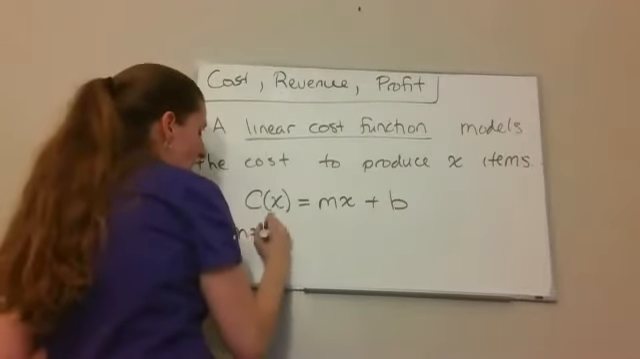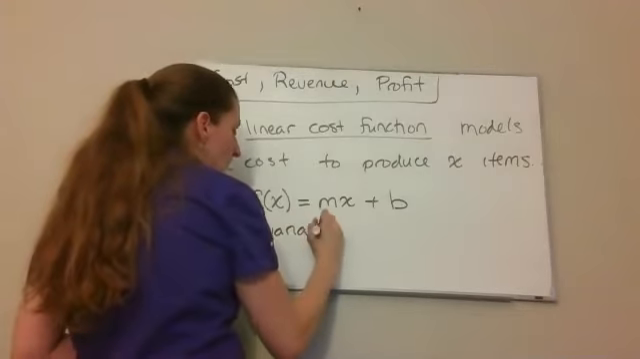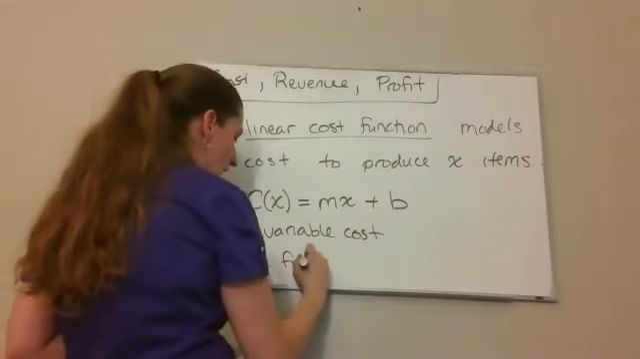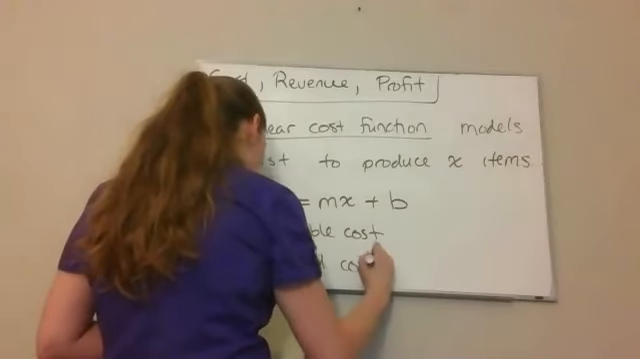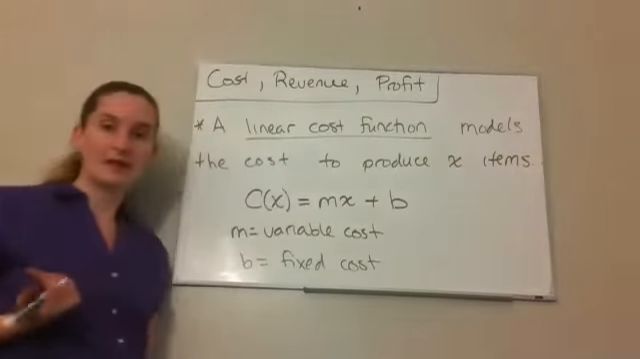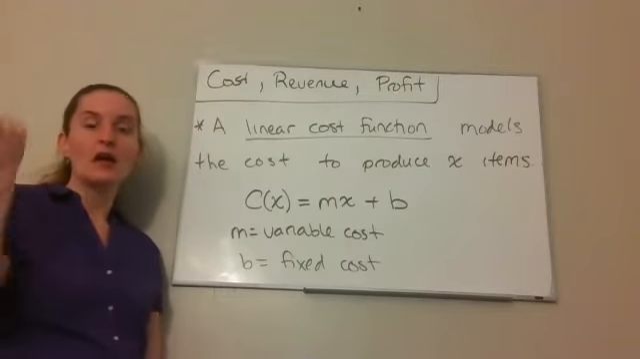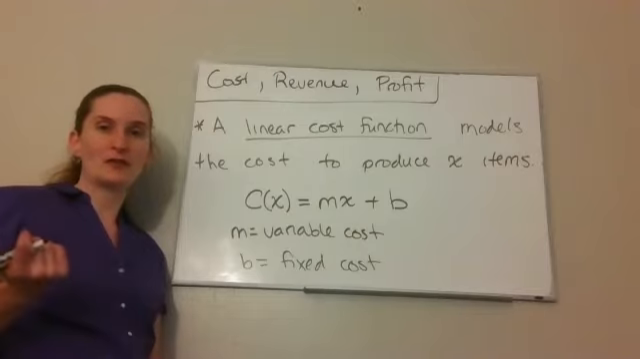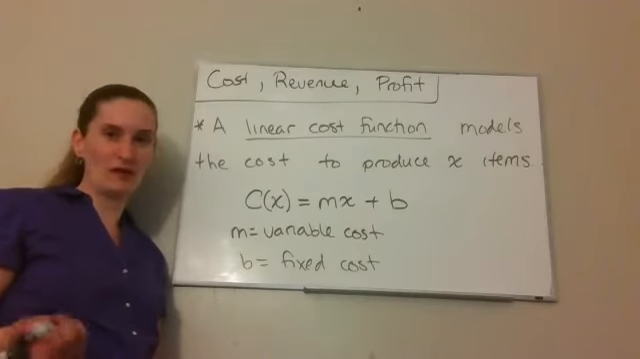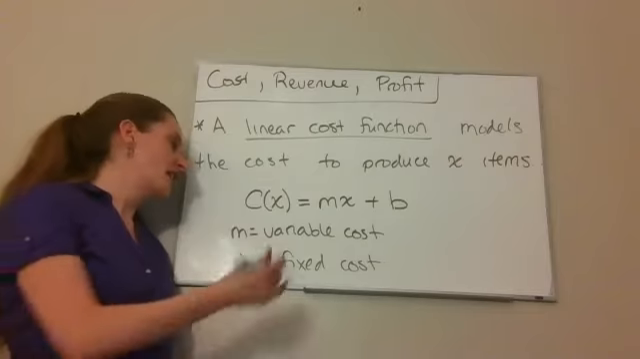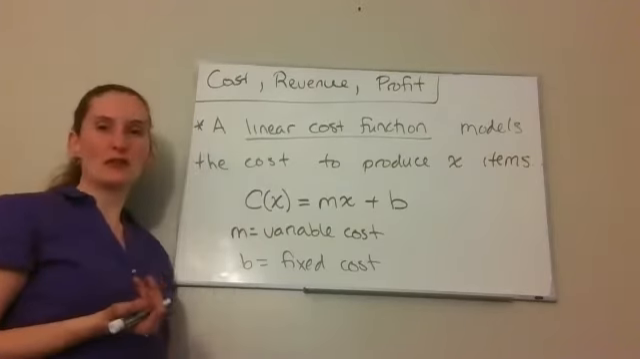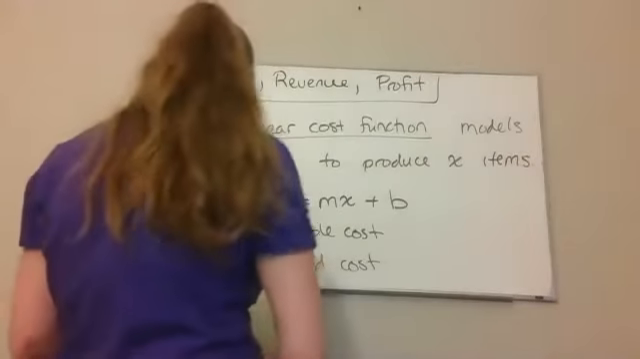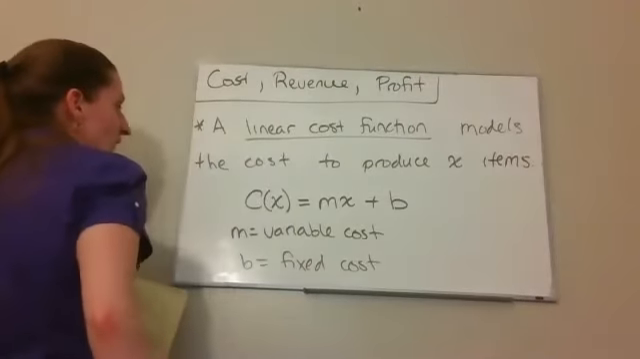M is going to be your variable cost, and B is a fixed cost. So like this hypothetical bicycle situation that I just made up, you could have a fixed cost of paying the rent for the building that you produce the bicycles in, and then you have a variable cost for all the materials that are used per bike, something like that. That is our linear cost function.